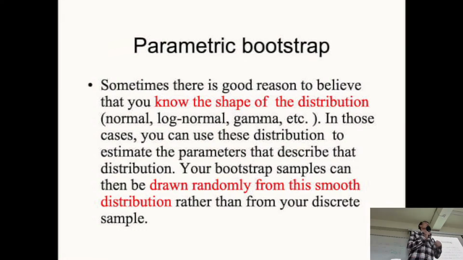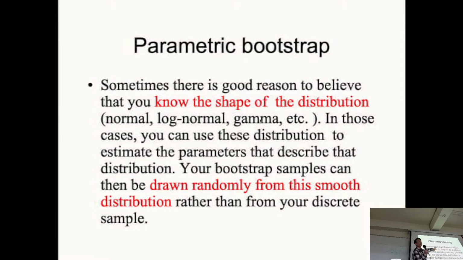Okay. However, there are certain cases where you believe you know the shape of your distribution, for example normal, gamma, or whatever. In fact, you can use this distribution to estimate the parameters that describe it. And then when you bootstrap sample, you can draw randomly from this ideal distribution you already know or believe to be true. Then you don't bootstrap from your data, you bootstrap from your chosen distribution.